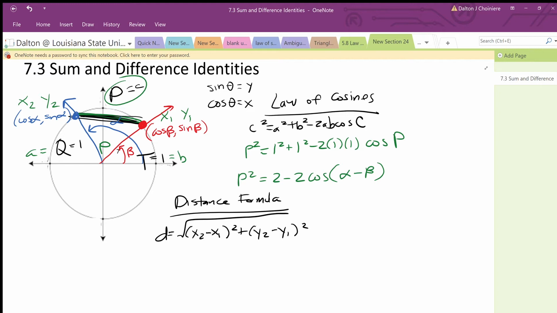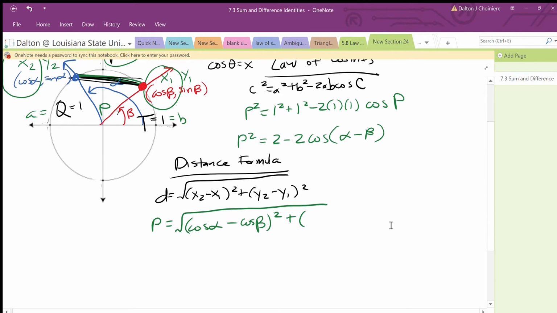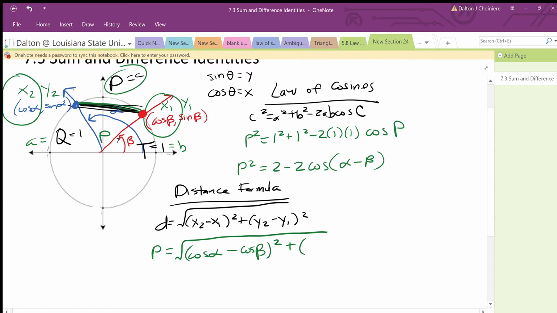All right, so if I continue, then D, remember I'm using distance to find P, so that's going to be P equals the square root of. Now, x2 minus x1, well, x2 is my second x coordinate, so that's going to be cosine of alpha minus x1, we said will be the cosine of beta, squared, plus y2 minus y1. So y2 will be the sine of alpha, minus y1 is the sine of beta, squared. So all that's under a radical.